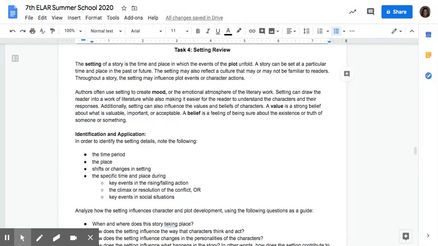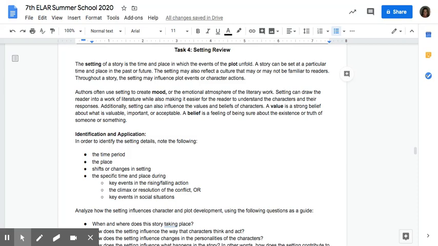Today we're going to be talking about task number 4, which is setting. The setting of a story is the time and place in which the events of the plot unfold. We talked about plot in task number 2 over making inferences. So, if you can't remember what plot is, go back and rewatch that video.